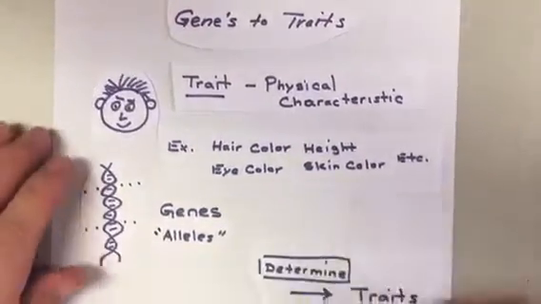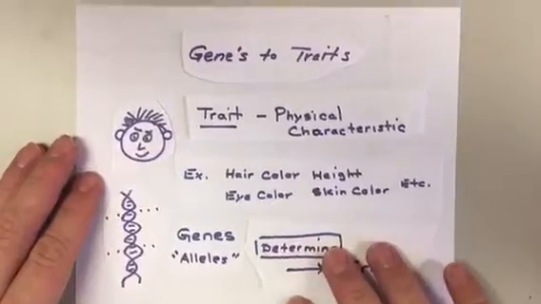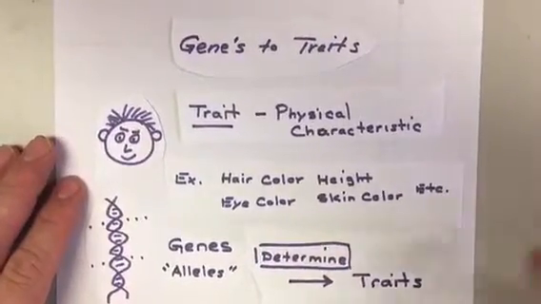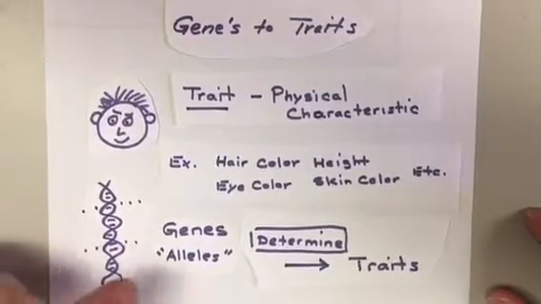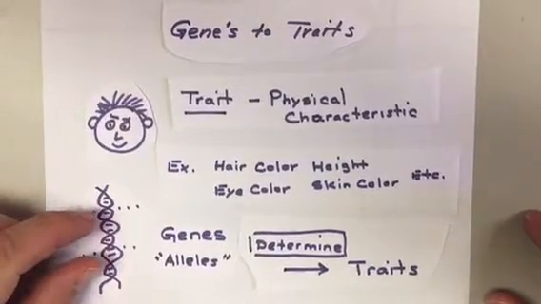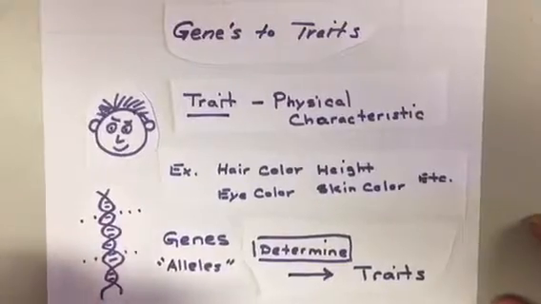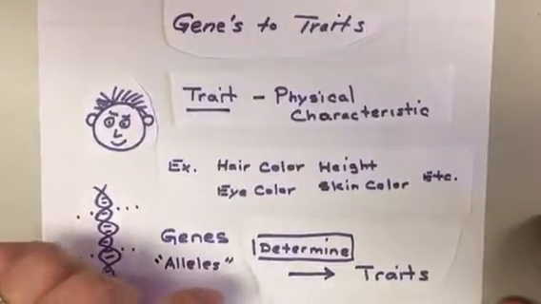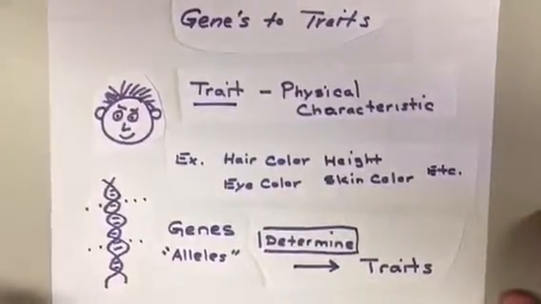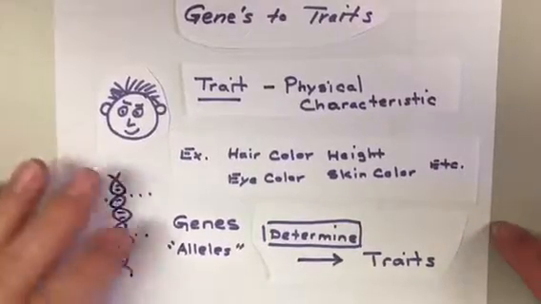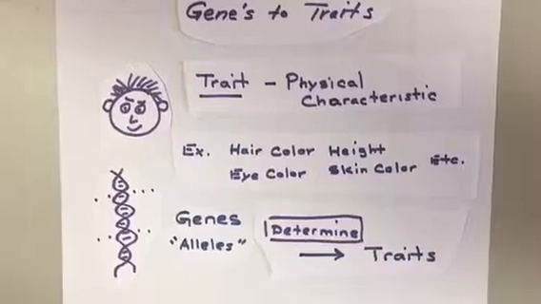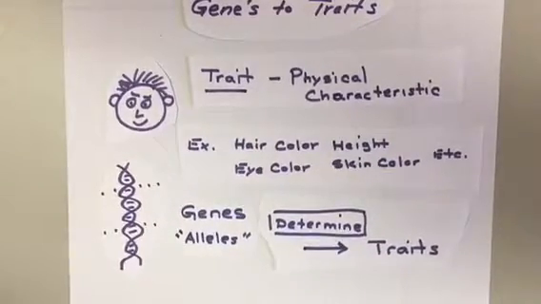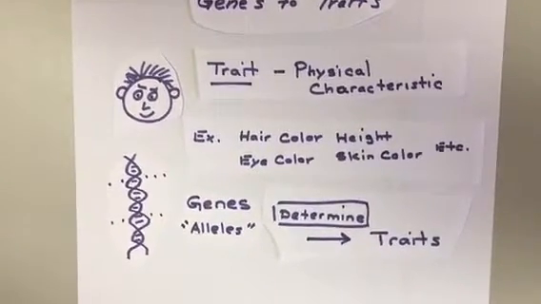Now, remember, our genes determine our traits. So the reason why you have red hair is because you have DNA, and in that DNA you have a little gene that's making a protein that's giving you that red hair. So you guys got to remember that it all starts with our DNA. Now the next question is, well, how do we get our genes? So that's our next question.